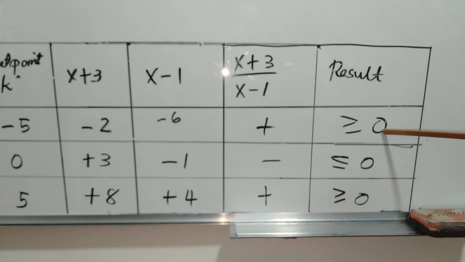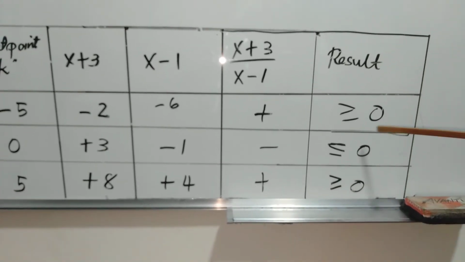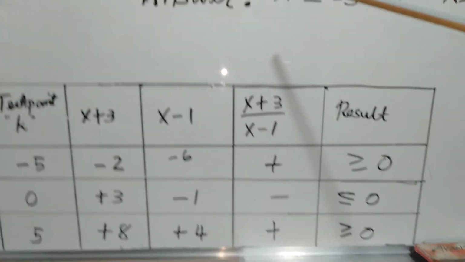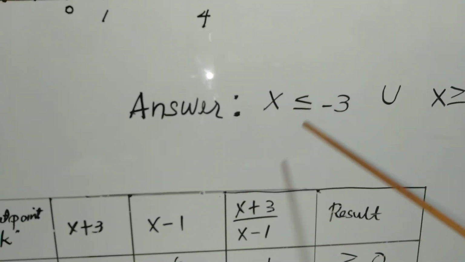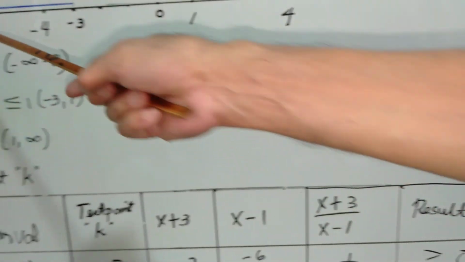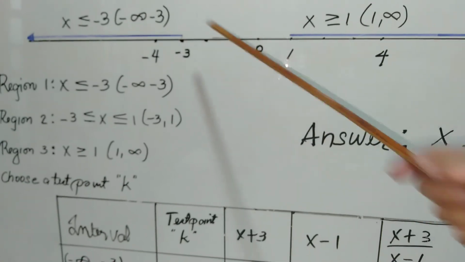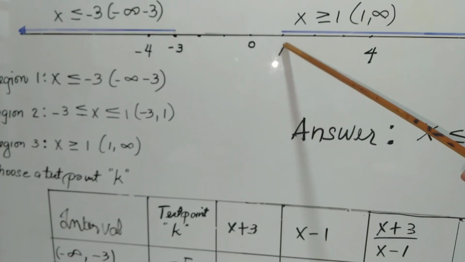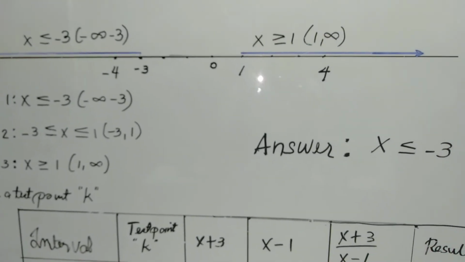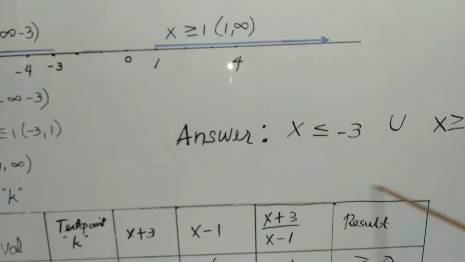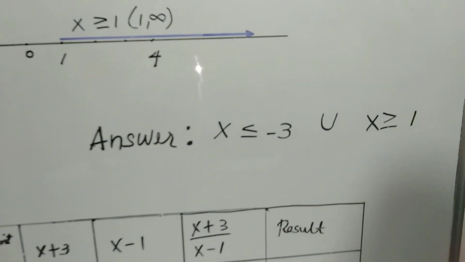So our final answer is x from negative infinity to negative 3, and the other one, union, x is greater than or equal to 1. So that's it. This will be our answer for this particular problem.